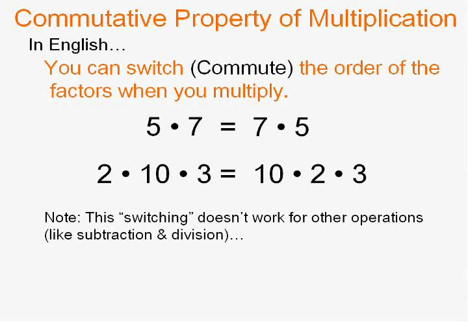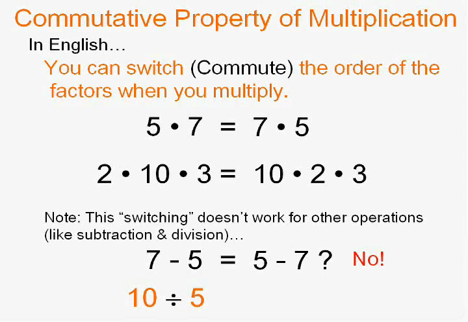Now note that this switching doesn't work for all the operations. It works for addition and it works for multiplication. It doesn't work for subtraction and division. For instance, 7 minus 5 is not the same as 5 minus 7. 7 minus 5 is 2. 5 minus 7 is not 2. It's negative 2. Don't need to worry about that right now. All you need to know is that you can't switch it. And 10 divided by 5 is not the same as 5 divided by 10. So we can't flip subtraction and division, but we can commute multiplication and addition.